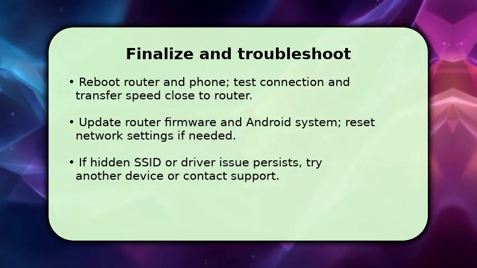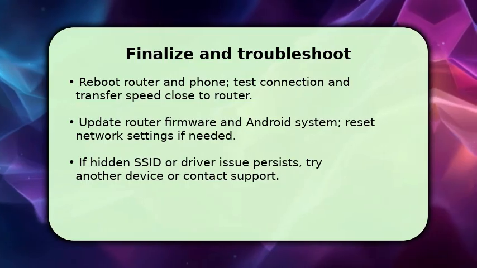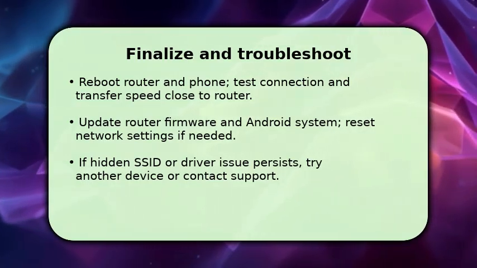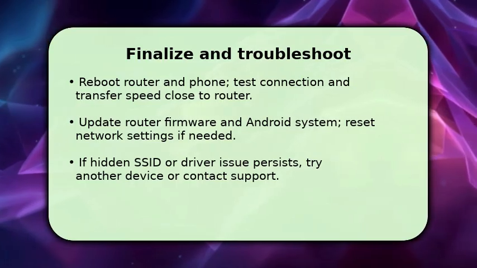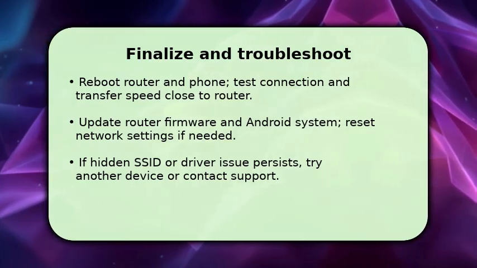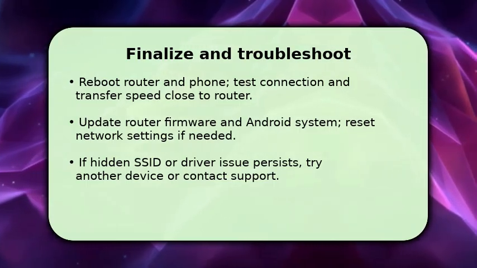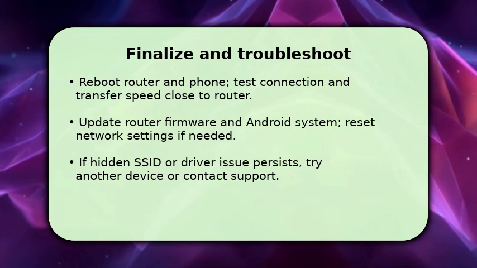If problems remain, reset network settings on the phone to clear misconfigurations. If you still can't see the 5 GHz band, try another device to isolate hardware versus router issues. If only your phone fails, consider a factory backup restore or contacting manufacturer support for driver fixes.